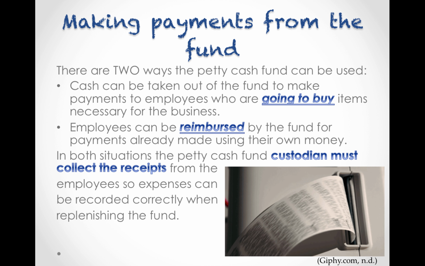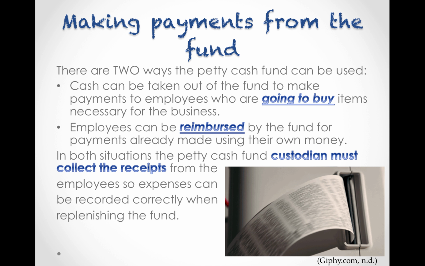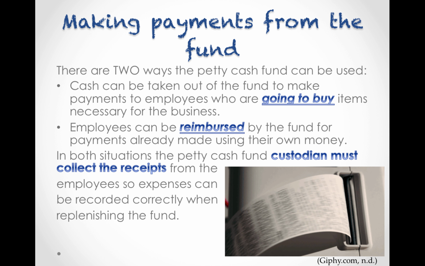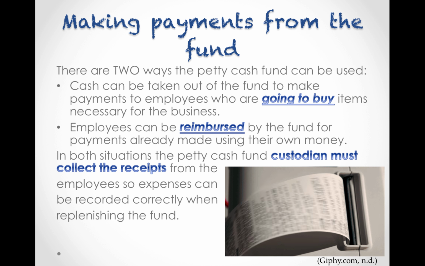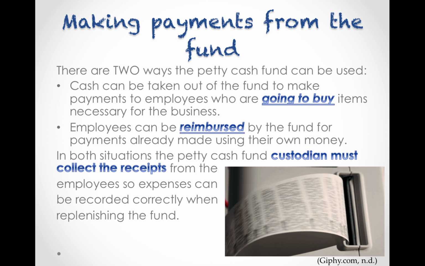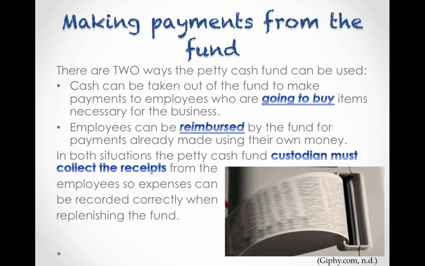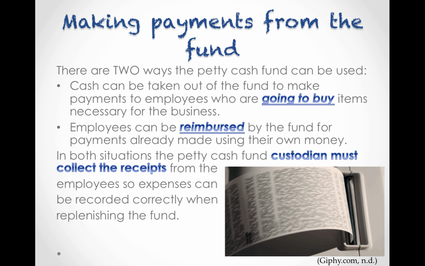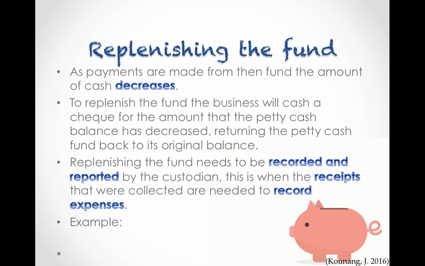So making payments from the fund. This can be done in 2 ways. Cash can be taken out of the fund and given to employees who are going to buy items that are necessary for the business, or employees can be reimbursed by the fund after they've already made payments using their own money. But in both situations, petty cash fund custodians must collect receipts from employees so expenses can be recorded.